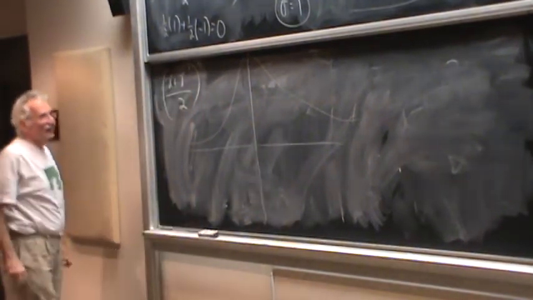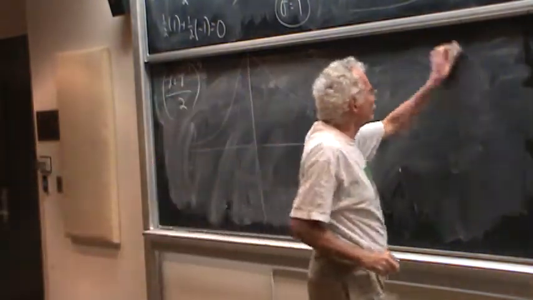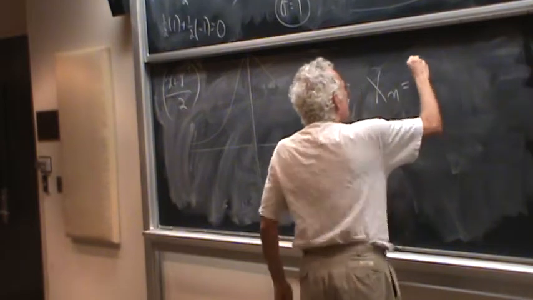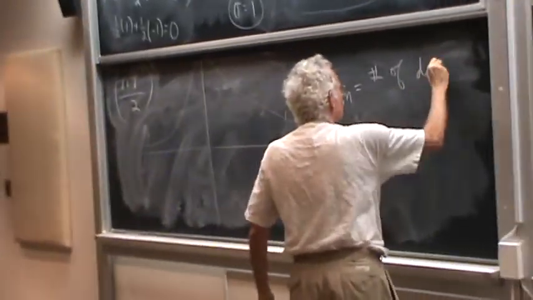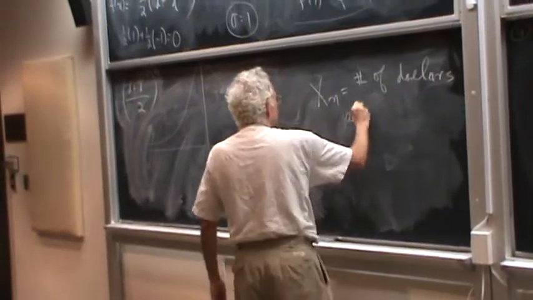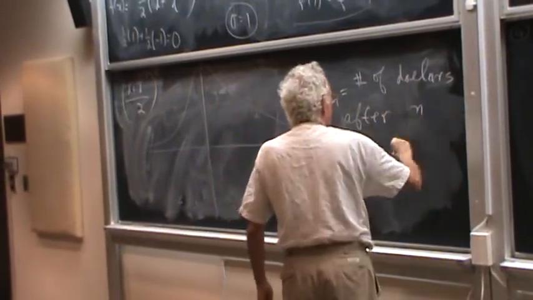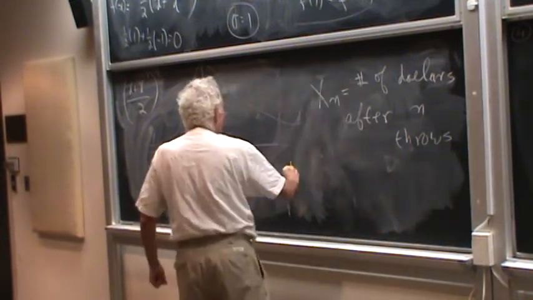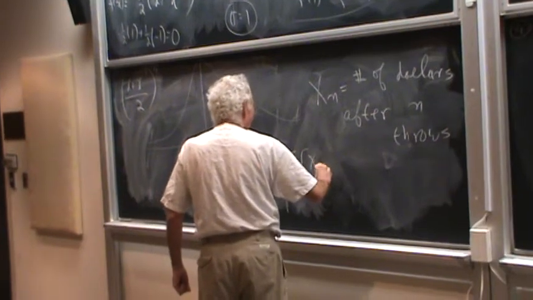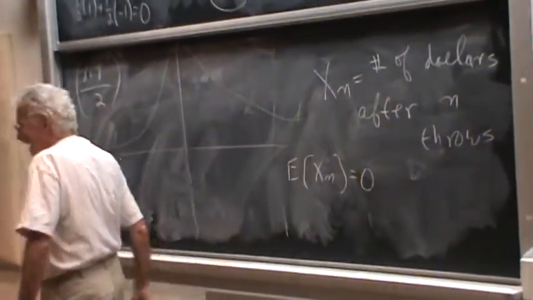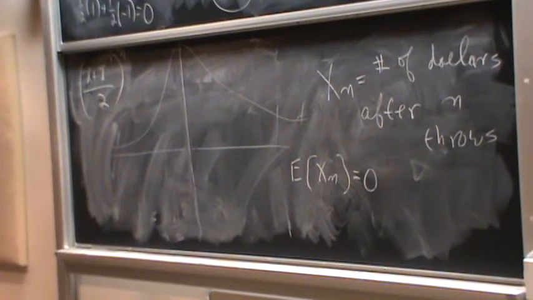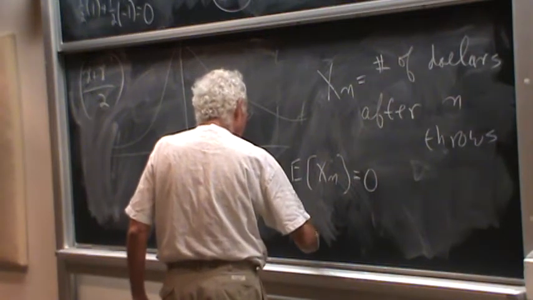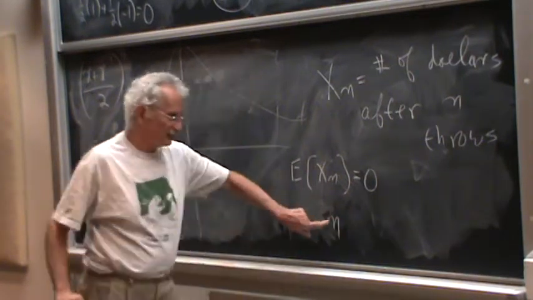So you have the random variable, the number of dollars, that's x sub n, the number of dollars after n tosses. By the linearity of expectation, it's also 0. Your expected gain is 0. You may win, you may lose. And also, the standard deviation is the square root of n, by the linearity of this.